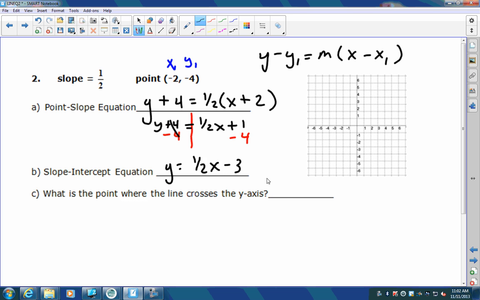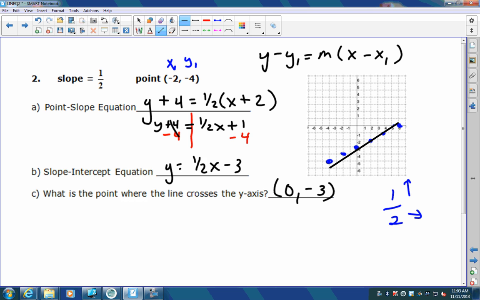Where does it cross the y-axis? Well, right here it tells me that's my y-intercept, 0, -3. So now I can go on my graph to -3 and put a dot. My slope is 1/2. It tells me to go up 1 to the right 2. So I'll start here, up 1 to the right 2 and put a dot. Or I can go down 1 and to the left 2. And then I will draw my line.